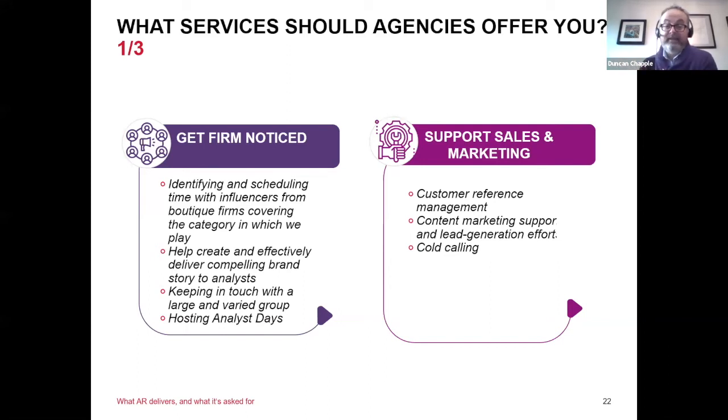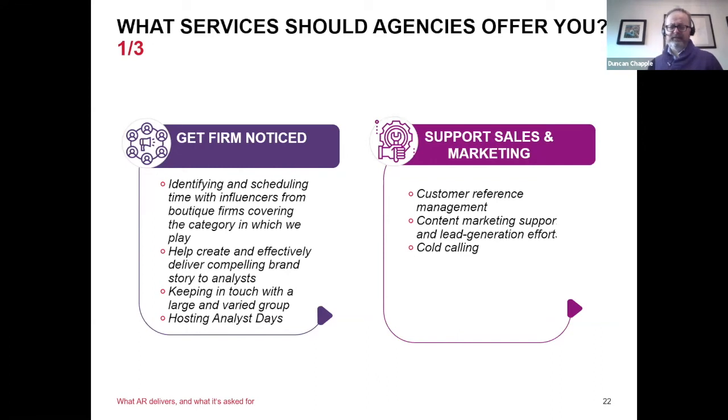That's definitely the key thing. People want hands and feet to mobilize analysts, and they also increasingly want to support sales and marketing. So there are many ways that analyst relations is under increasing pressure to align itself to sales and marketing, and what are the ways that agencies might be able to support this?